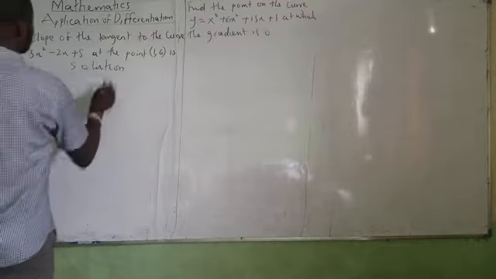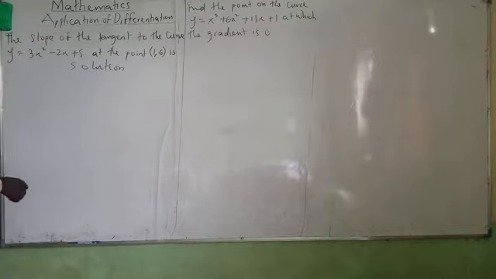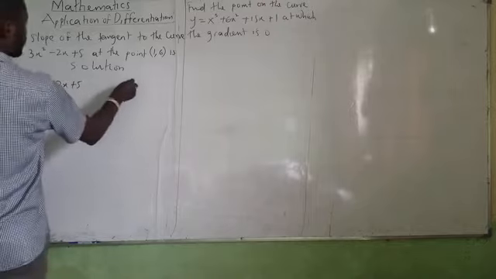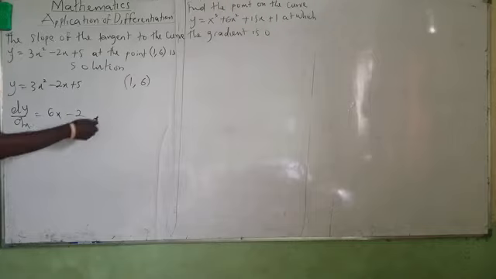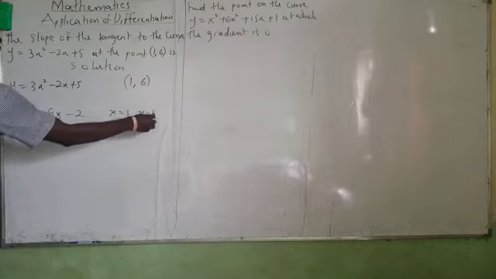Solution to this problem. Now, the slope of the tangent to the curve y equals 3x squared minus 2x plus 5 at the point 1,6. Take note of that, point 1,6. Now, what I just need to do here is that my dy dx will be equal to 6x minus 2. And it means at this point my x equals 1, y equals 6.